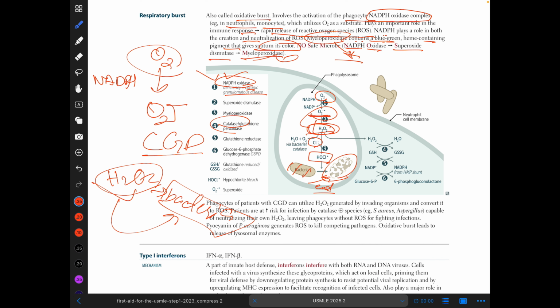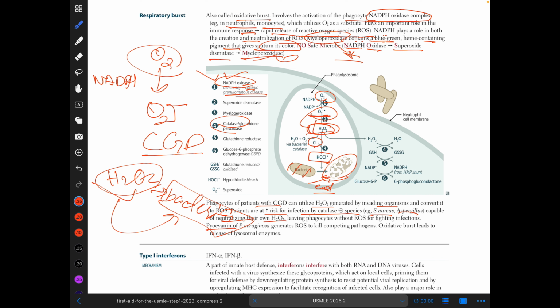So in this chronic granulomatous disease, they have recurrent infections by catalase positive species that are Staph aureus and Aspergillus. The phagocytes of a patient with CGD can utilize hydrogen peroxide generated by invading organisms and convert it into reactive oxygen species. The patients are at increased risk for infection by the catalase positive species, Staph aureus and Aspergillus, which are capable of neutralizing their own hydrogen peroxide and leaving the phagocyte without reactive oxygen species for fighting infection.